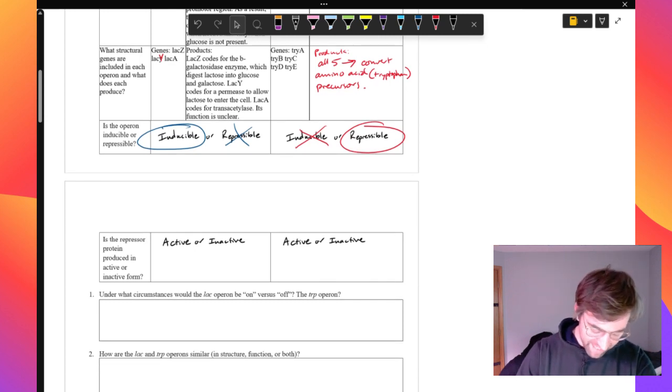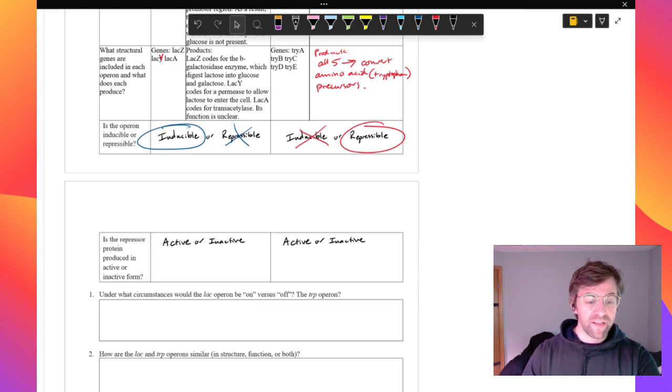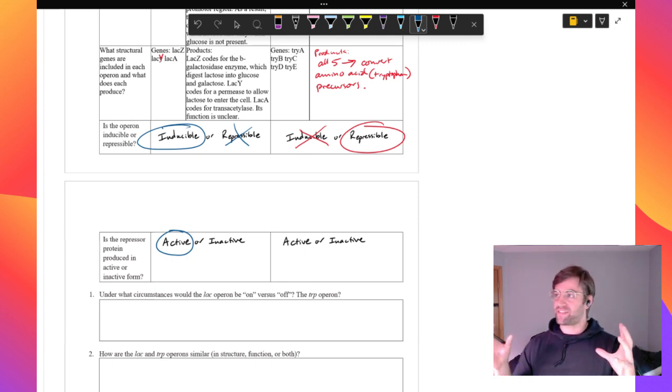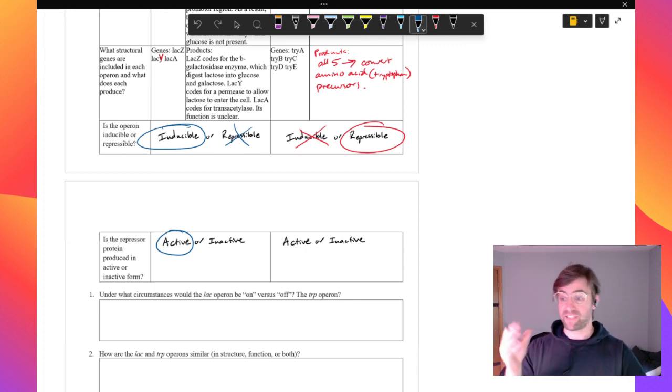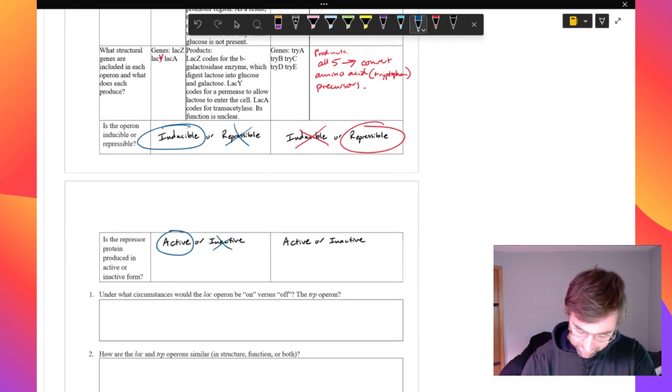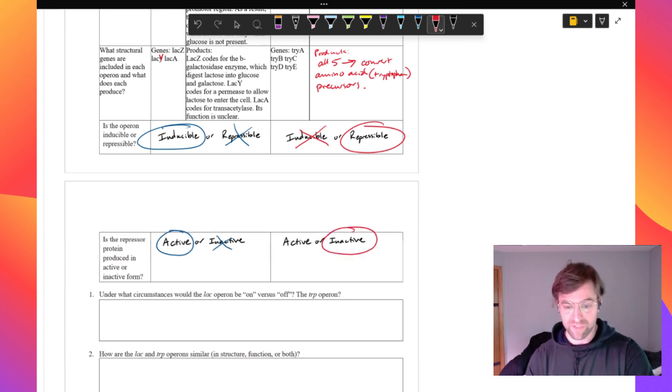Is the repressor protein produced in active or inactive form? I was getting a little ahead of myself. For the LAC operon, the repressor protein is produced in its active form. So this can get kind of confusing because we use some double negative language. So the repressor, negative, is produced in the active, positive form. Positive and negative, negative, it's repressed, okay? So it's produced in the active form. That means that it is repressed at baseline, and we have to induce to upregulate gene expression. So if the repressor is active, it's an inducible pathway. By contrast, the tryptophan operon produces an inactive repressor. The repressor protein is produced in its inactive form.